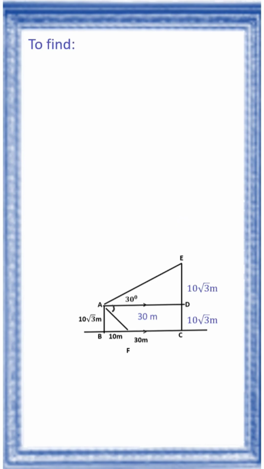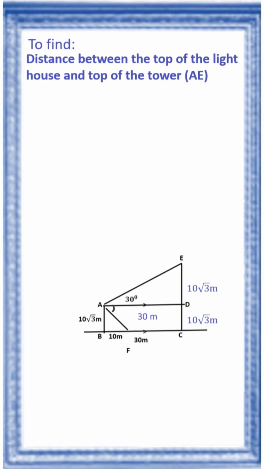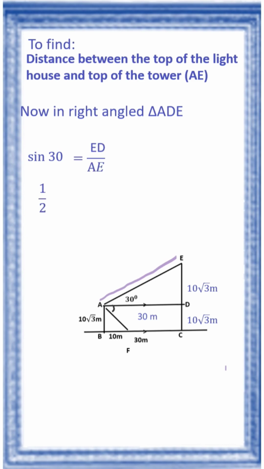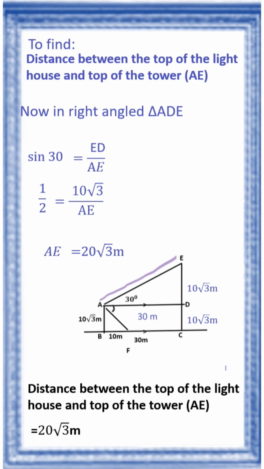Now let us find the distance between the top of the lighthouse to the top of the tower, that is AE. How can we find out? We can use the triangle ADE. Okay, in triangle ADE, sin 30 is equal to ED by AE. Here sin 30 is 1 by 2 or half, ED is 10 root 3, AE we have to find. So AE is equal to 2 into 10 root 3, that is 20 root 3 meter. So the distance between the top of the lighthouse and the top of the tower AE is 20 root 3 meter.